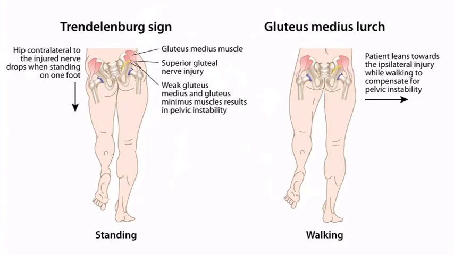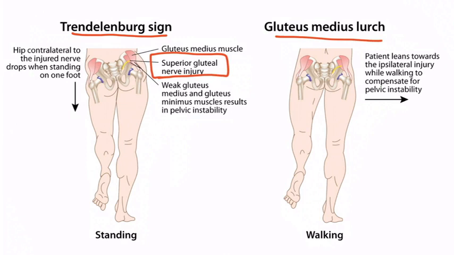This image provides a nice overview of the clinical presentation of someone with a superior gluteal nerve injury. On the left, you can see the Trendelenburg sign, and on the right, you can see the gluteus medius lurch. Let's talk about the Trendelenburg sign first. Notice that the patient's right superior gluteal nerve is injured. As a result, the right gluteus medius and gluteus minimus muscles are weakened.